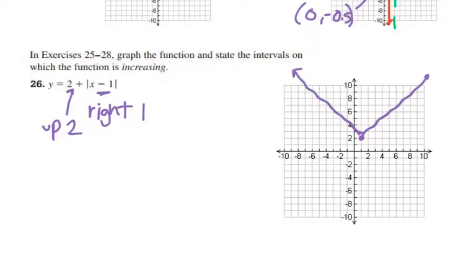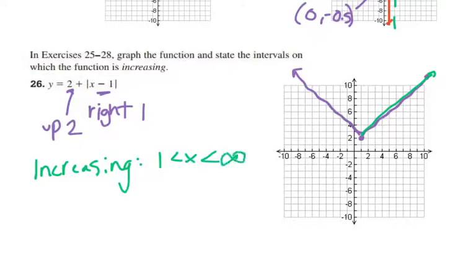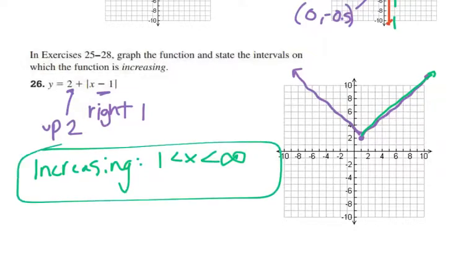Tried to make that as straight as possible, and it's very wobbly. So either way, we need to talk about the intervals on which the function is increasing, and so that's just this part over here. So our increasing interval is going to be from the number 1 for x, and then all the way to positive infinity. Super. Done.